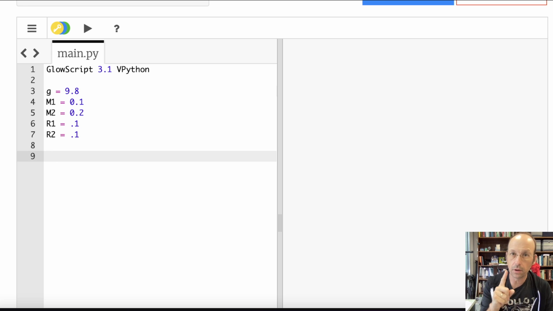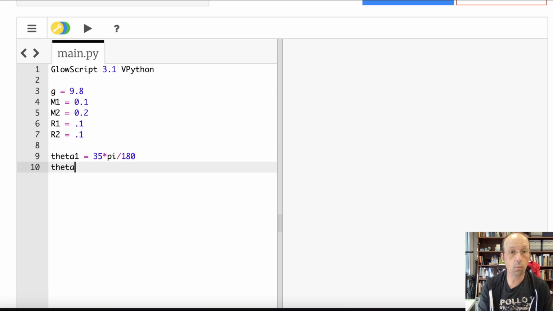Oh, now I do need also the initial angles and the initial angular velocity. So I'm going to start with both the angular velocities 0 and the angles I'll just pick. So let's say theta 1 is equal to, I'm going to say 35 degrees. I like to think in radians and degrees. 35 times pi divided by 180. There is a better way to do radians, but I like it this way. Theta 1 dot, that's the angular velocity. I'm going to set that equal to 0. Theta 2 equals, let's do 55 times pi divided by 180. And theta 2 dot equals 0.